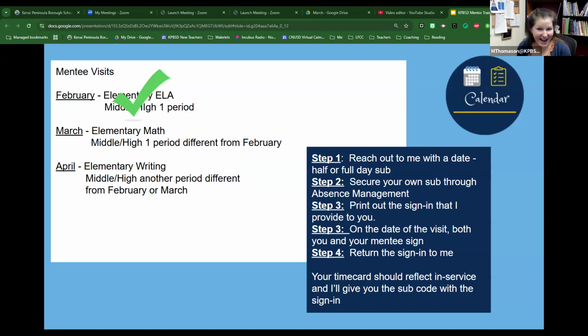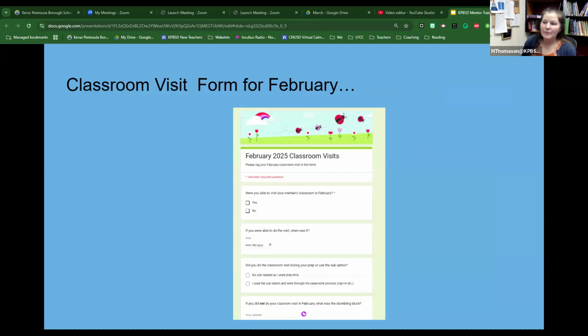Yes, and I'm going to be talking about that on the next slide. Yes. So this is actually brand new. I created this classroom visit form because it has been requested that we have some kind of accountability, some kind of documentation when you're doing those visits.